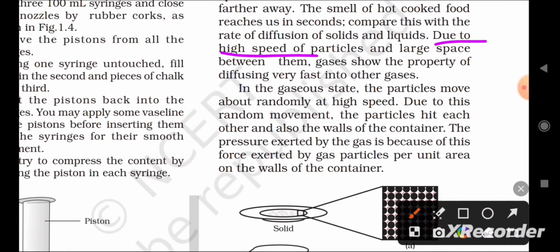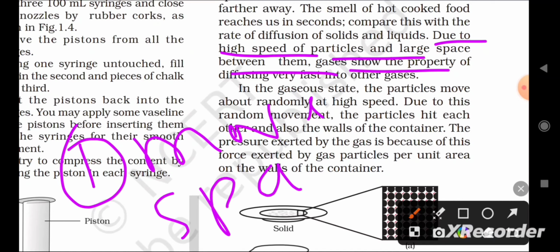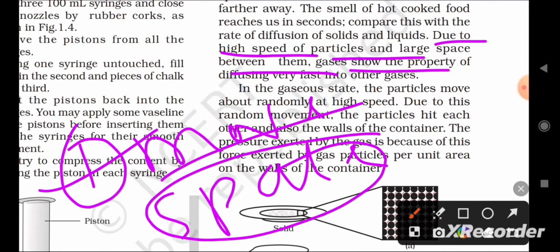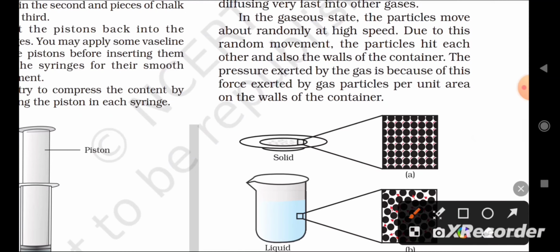Due to the high speed of particles and the large space between them, gases have the property of diffusing very fast into other gases. They are moving very fast, and they also have a large space between them. That is why they reach us from a larger distance, because they move very fast, have space between them, and mix with the air particles or other gas particles. Due to this only we are smelling the food from a larger distance.